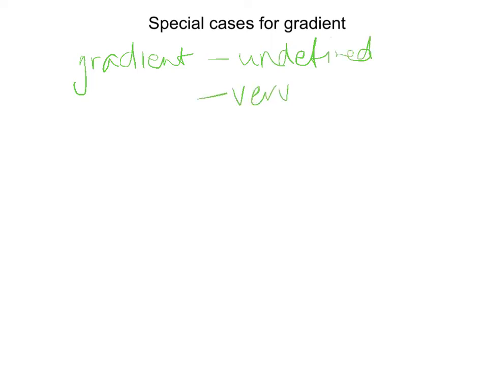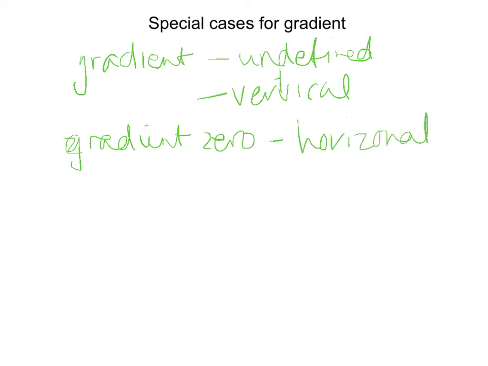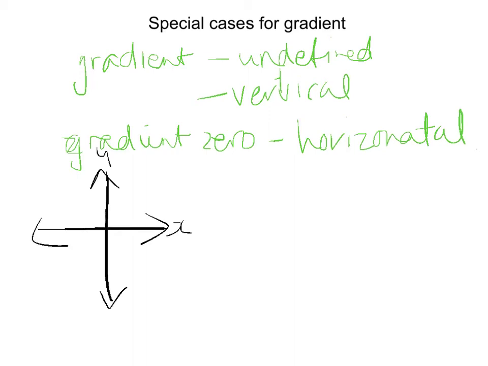There are 2 special cases for gradient. The gradient can be undefined, and this happens when I have a vertical graph, and the gradient can also be 0, which means that I have a horizontal graph. So if I draw that out, this is my x and y axes, y here, x here, and I draw this is my horizontal graph, and this could be my vertical graph.